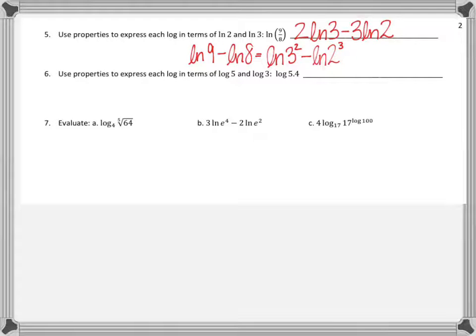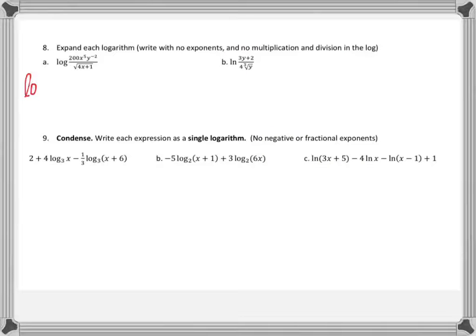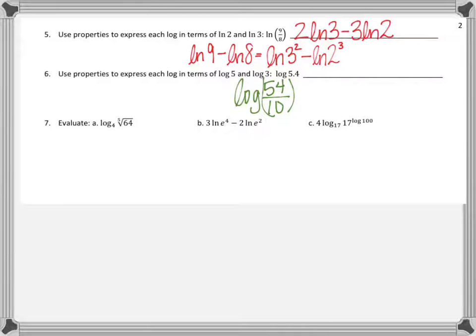For number 6, I'll just get you started on this. Think about how else we can rewrite 5.4 as a fraction, 5 and 4/10 or 54 over 10, to get that 5.4. And then, skipping around, from there I want you to try to simplify it just like we did in number 5, first simplifying your fraction and then rewriting with that base.